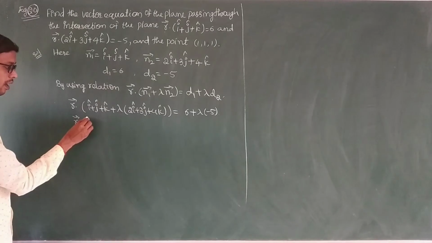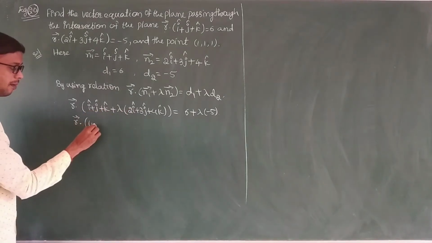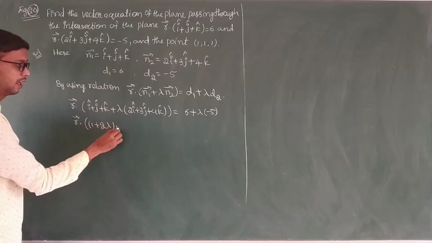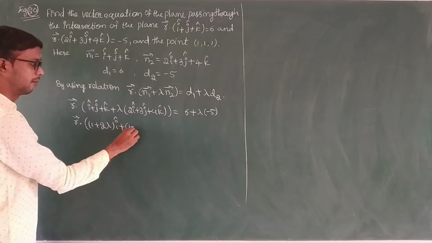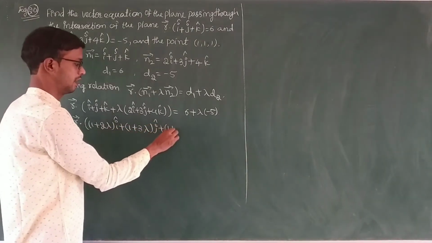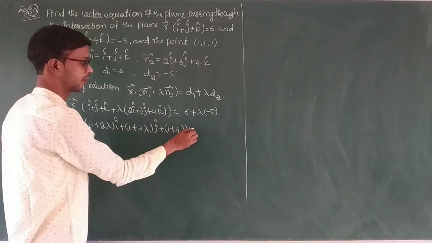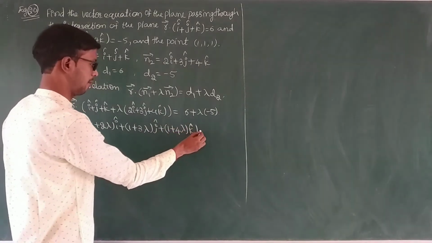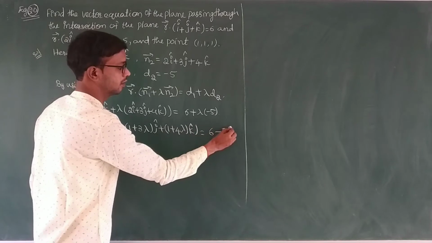r bar dot of, taking common, (1 plus 2 lambda) i cap, (1 plus 3 lambda) j cap, plus (1 plus 4 lambda) k cap is equal to 6 minus 5 lambda.